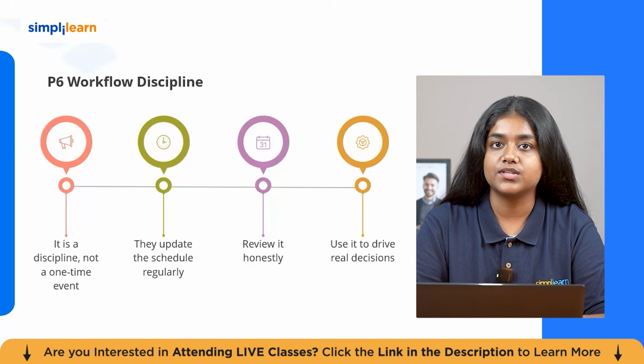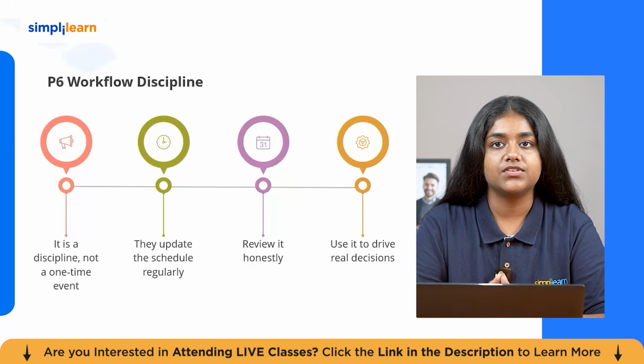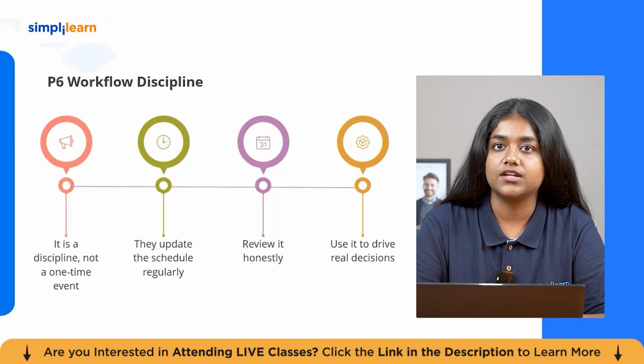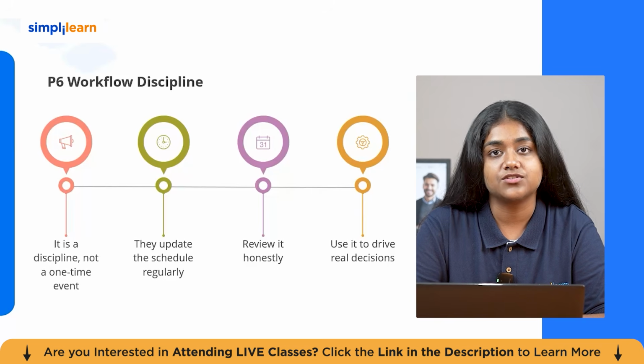You also need to review the schedule honestly. If an activity is delayed, it should be shown as delayed. If the critical path has changed, it should be accepted or analyzed. Hiding delays or entering inaccurate progress only makes the schedule unreliable.